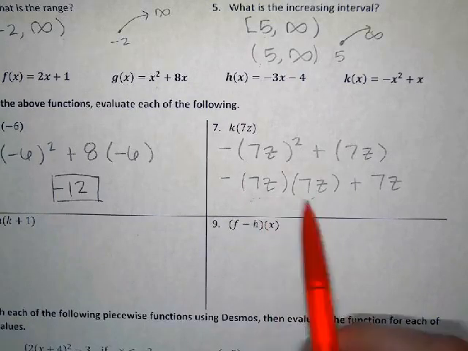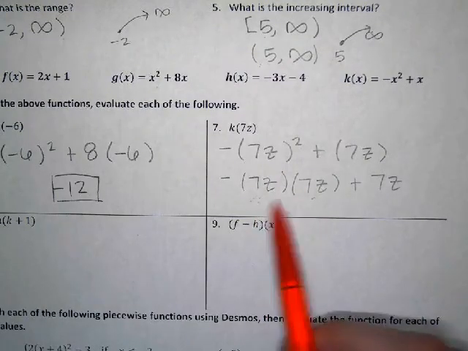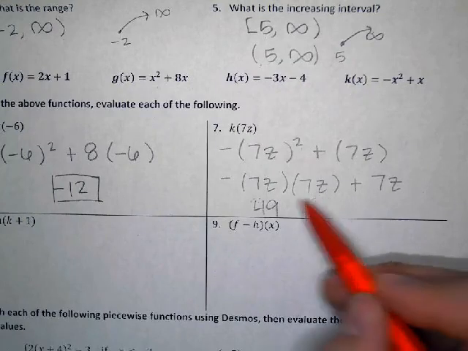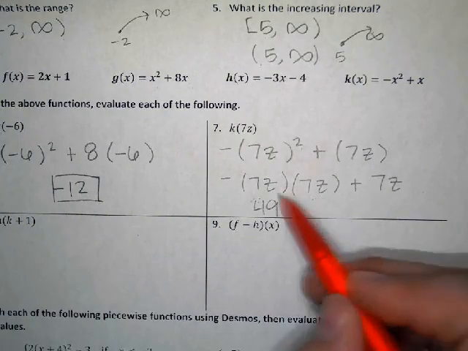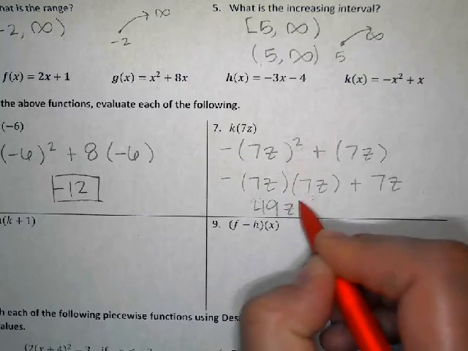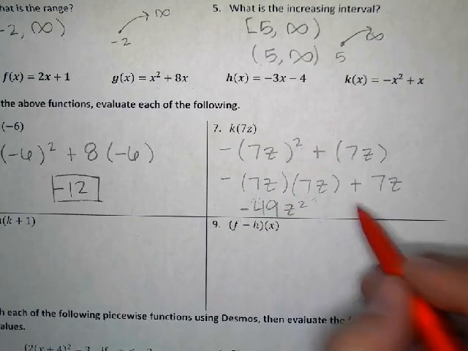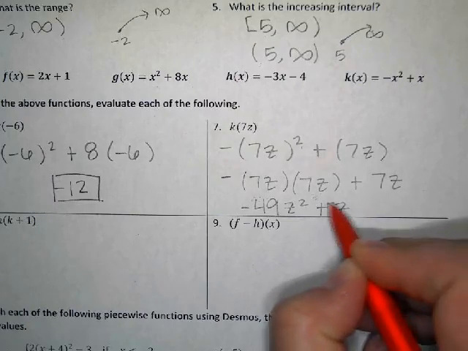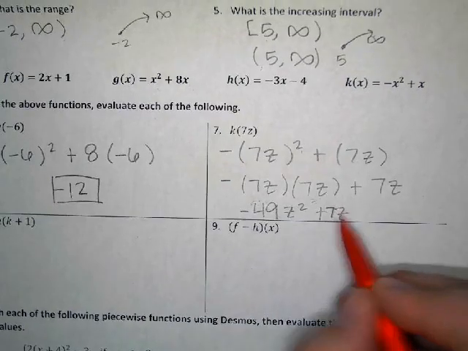You're close. 49. Wait, 49 z squared. Okay. I still have the negative in the front. Okay. 49z squared plus 7z. Can I add these together? No.